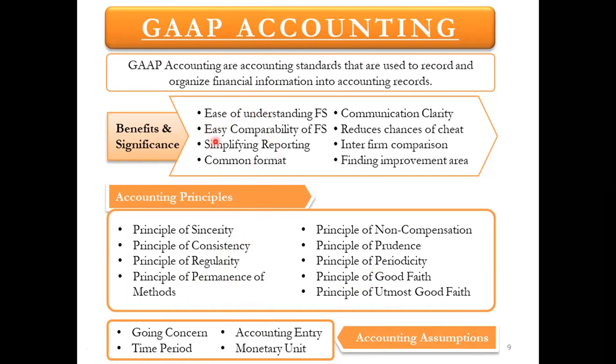Due to the existence of GAAP, we can easily understand the financial statements. You can easily compare the financial statements. We can simplify the reporting, and you can find a common format everywhere. Communication clarity reduces chances of cheating, enables interfirm comparison and finding improvement areas. When everybody follows the same rules, same procedures, it is easier for accountants. It's a language.